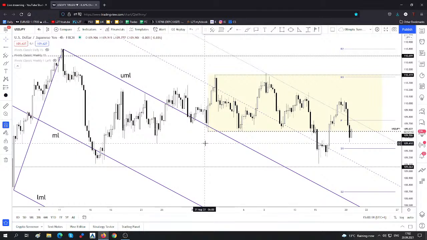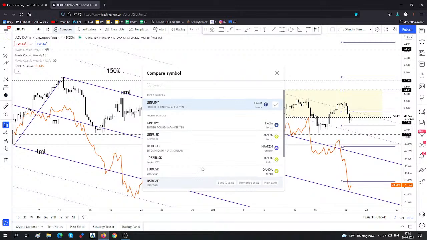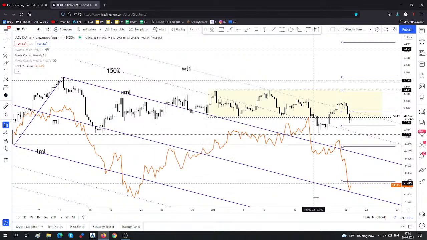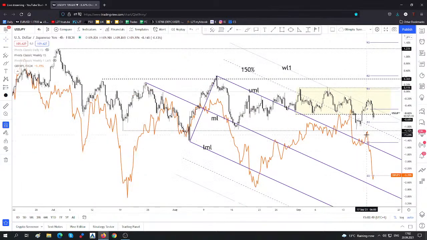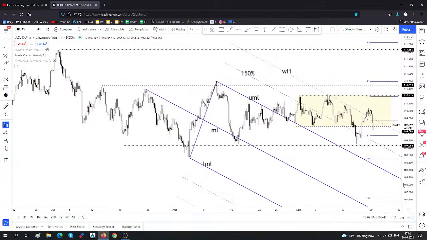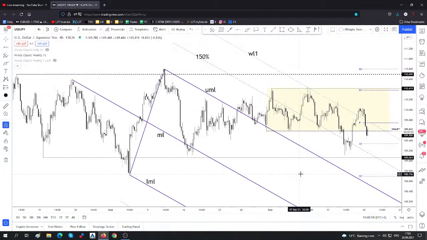You will know how to compare. Let's compare if you want. GBPJPY, let's take a look. Something like this. So a sell-off in the British pound versus the Japanese yen, a drop here in US dollar versus the Japanese yen. But a strong US dollar could also force this pair to increase, and maybe the British pound versus Japanese yen to drop.